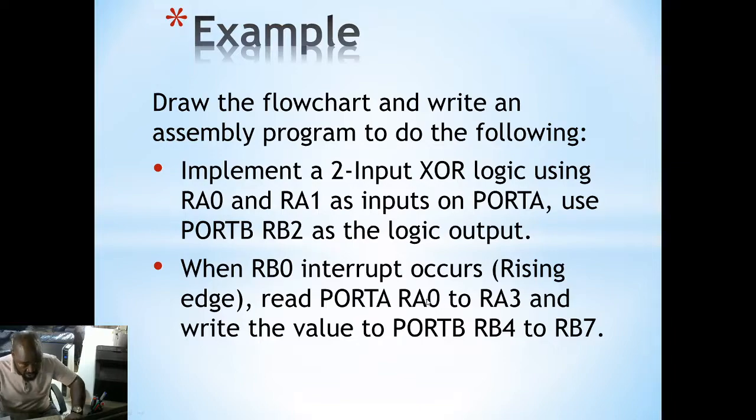Right. So I want us to read A0, the lower nibble of port A, and then write it to the higher nibble of port B. And you are going to do that when you get the RB0 interrupt on the rising edge. But for normal operation, you will implement an exclusive OR gate using RA0 and RA1 as inputs and RB2 as your output for that gate. Right. Let's now go draw the flowchart for this example.